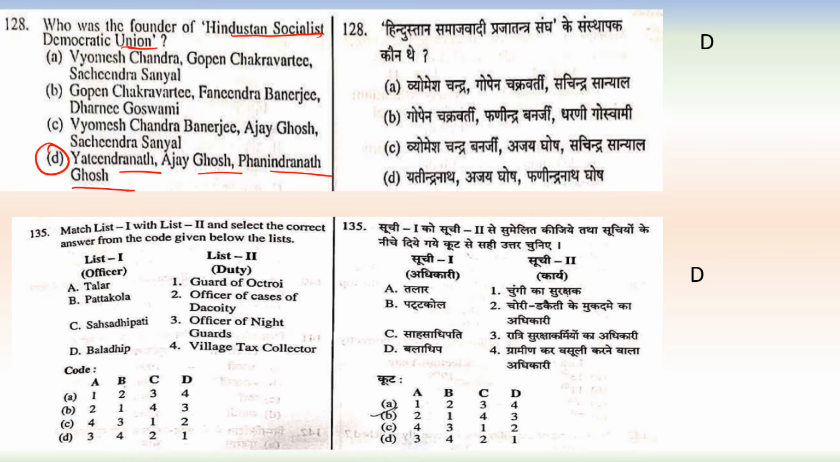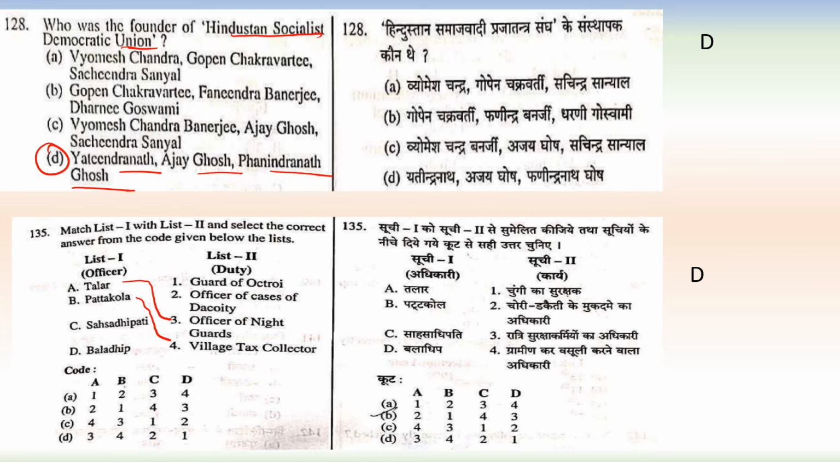Next one. Match list 1 with list 2 and select the correct answer. So list 1 officer and list 2 is duty. Talar were the officer of night guard. Officer of night guard, they were called Talar. Patkol were the village tax collector.